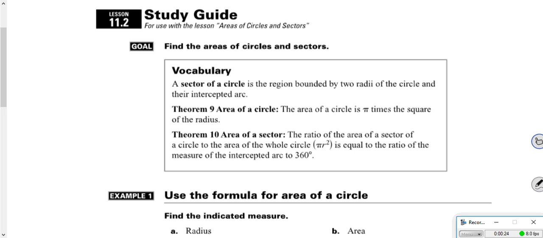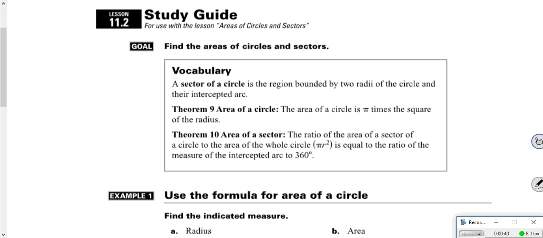Like if you cut a circle, like a pizza, into 8 pieces, each of those 8 pieces would be like the area of a sector. So again, we're going to be talking proportions or ratios in order to solve some of these things.